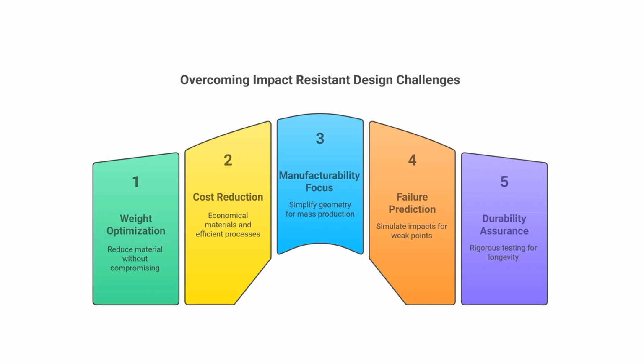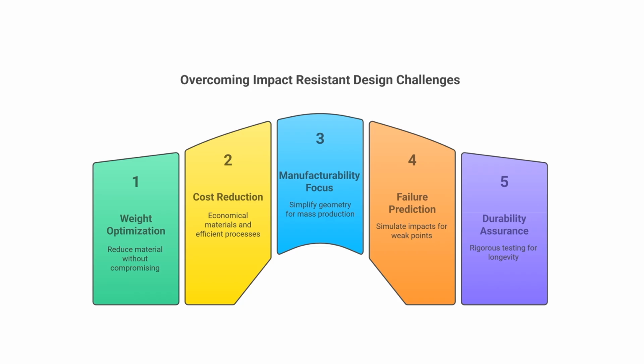Thirdly, manufacturability focus has to be given, so that simplified geometry can be manufactured, and this can be used for the mass production of different types of components, so that a large number of components can be manufactured. For example, in the case of missiles, aeroplanes, or cars, manufacturability plays a vital role.